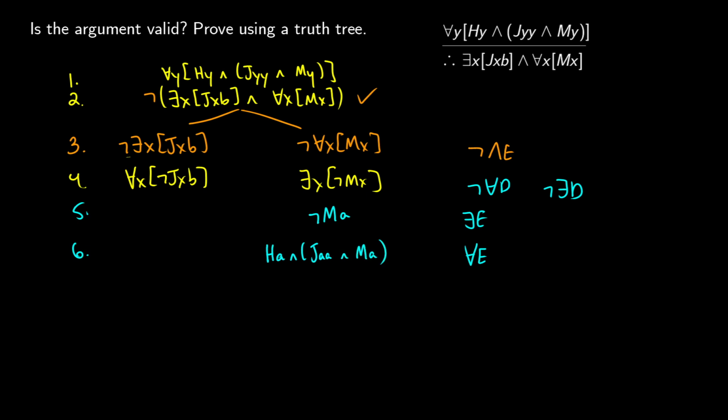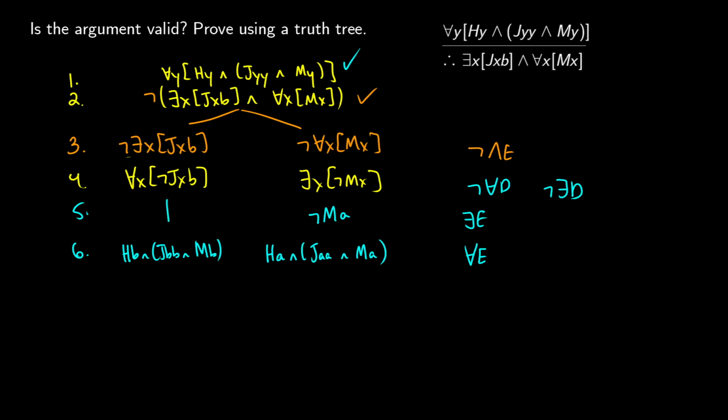But for the left side, I have something with B in it. So I don't want to pick A when I do universal elimination on 1. Instead, I'm going to pick B because I'll get something more similar to what I have. So I'm going to do HB and JBB and MB. So this is fine. We can pick different variables for different branches because these are different branches.